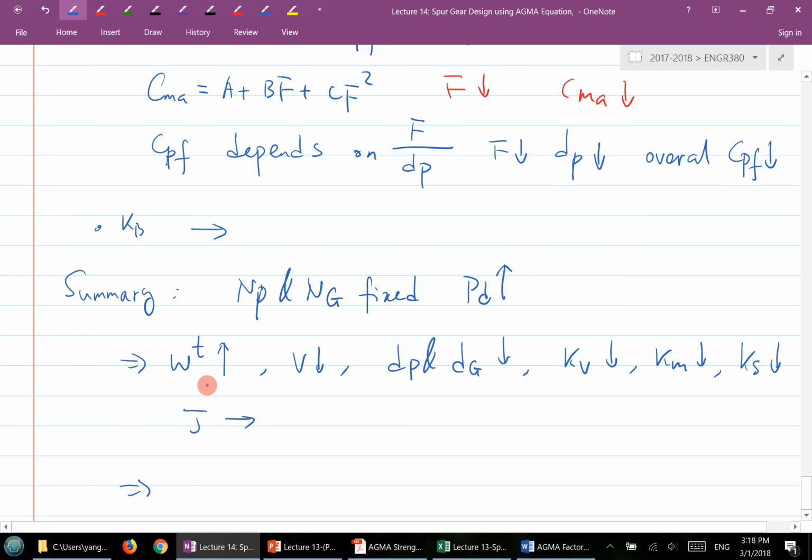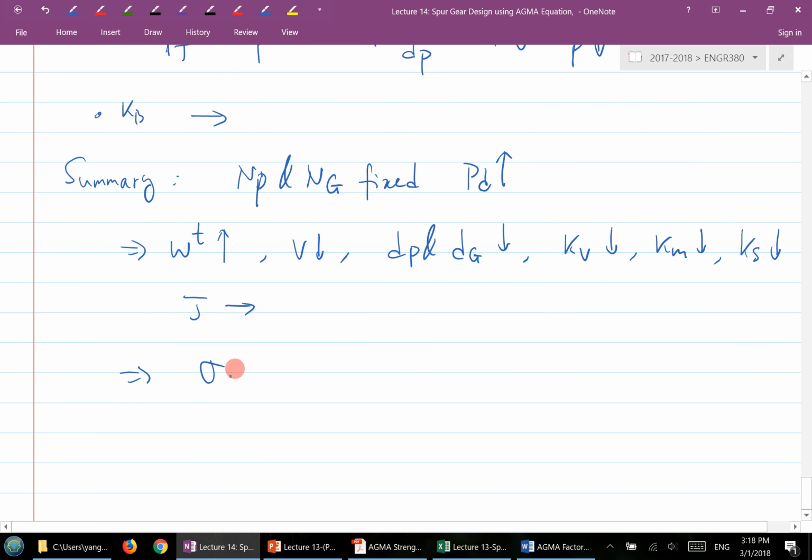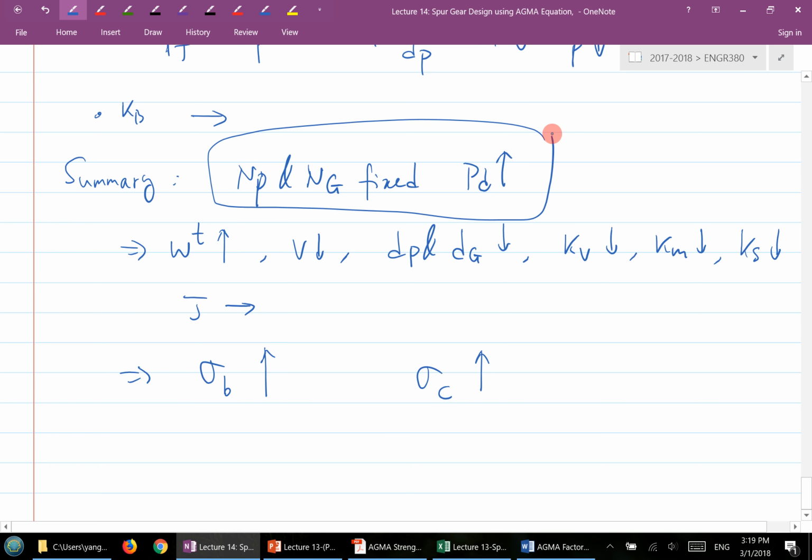There's probably an impression that the stress for the bending and the contact would go down. Actually, you'll see that it's going up. The Wt plays a very important role in the stress calculation. So overall, you'll see an increase in the stress for bending and contact under that situation.